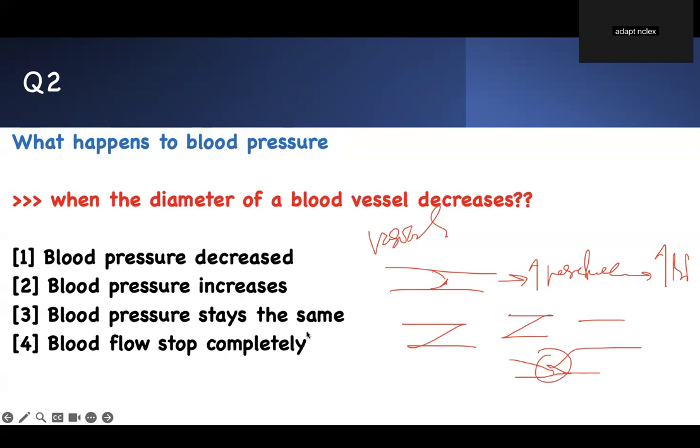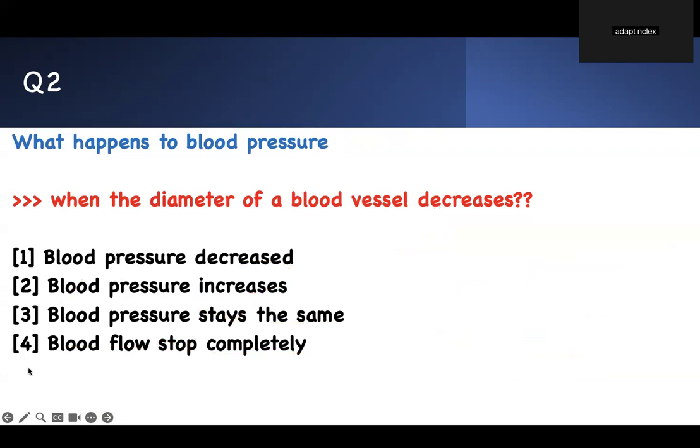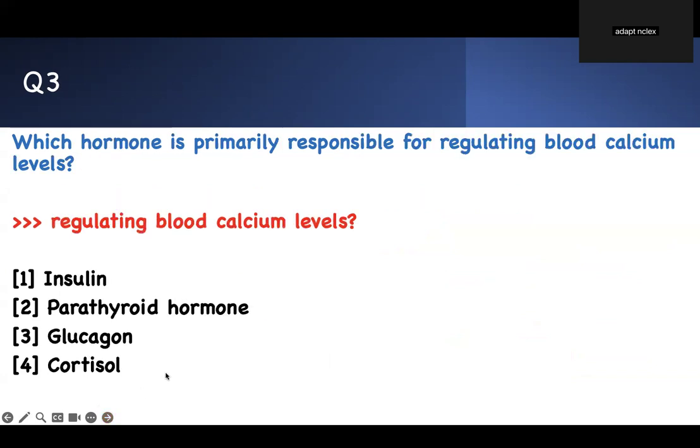After you answer that in your head, look for the answer because they will trap you. I see blood pressure, blood pressure, blood pressure. I don't see anything here, right? Blood flow doesn't stop completely. It does not stay the same. Blood pressure is going to increase. So that's your right answer. Okay, so two is your right answer. This is the way you should approach all the questions and then you master it.